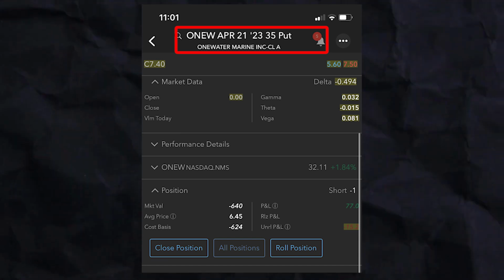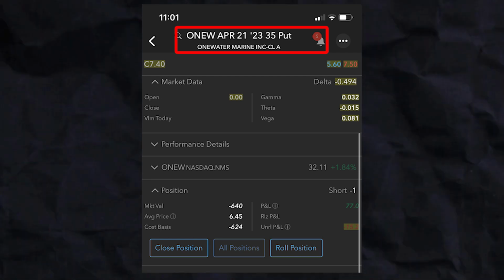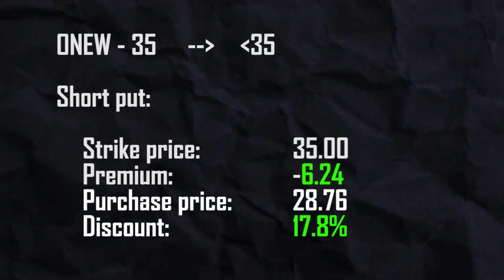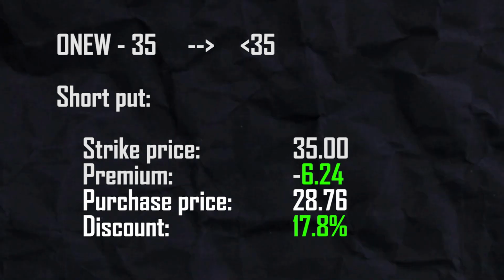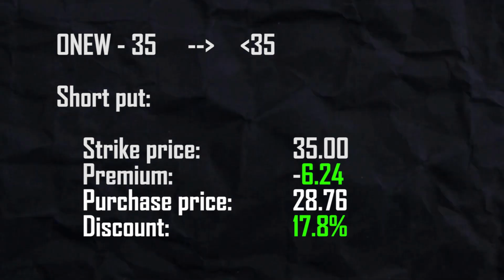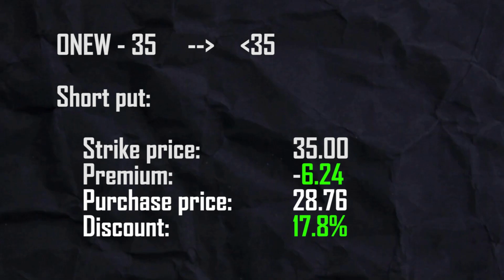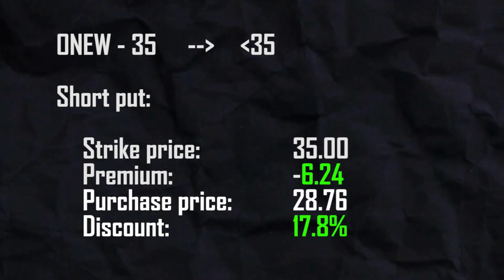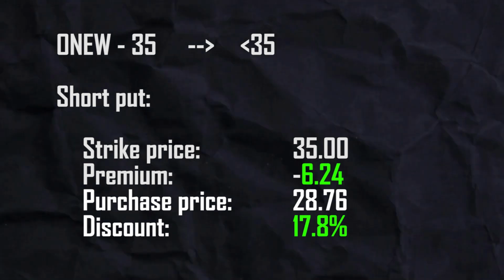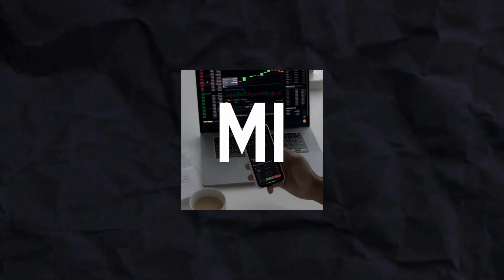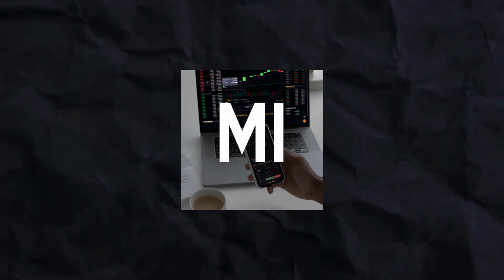So assuming One Water Marine continues to trade below my strike price of $35 until April 21st with its expiration date, I should be able to acquire One Water Marine stock at a hefty discount. To calculate this discount, we once again simply deduct the premium I received for selling this put option from the strike price of the put option and divide by the share price at the date I sold the option. When doing so, we realized that I'd be able to acquire those shares at a roughly 18% discount in April. And in my opinion, an 18% discount for waiting roughly 160 days is quite fair.